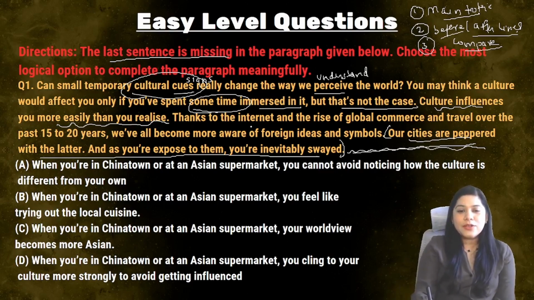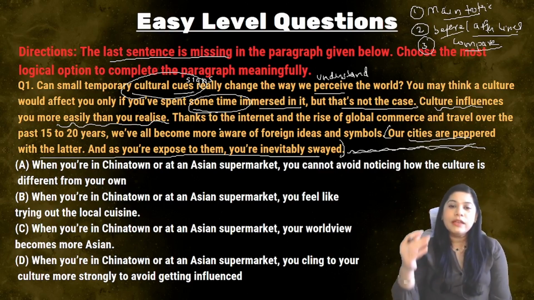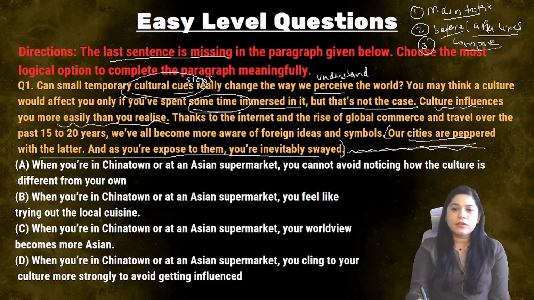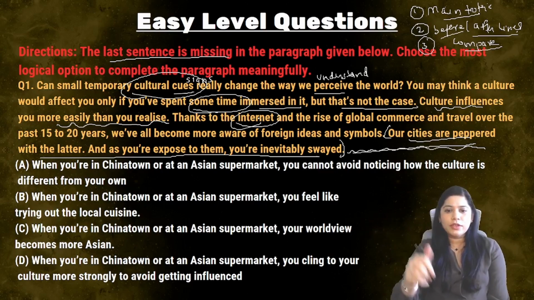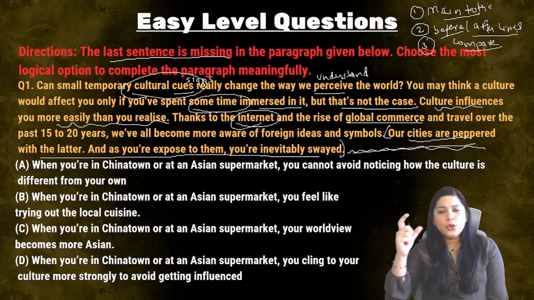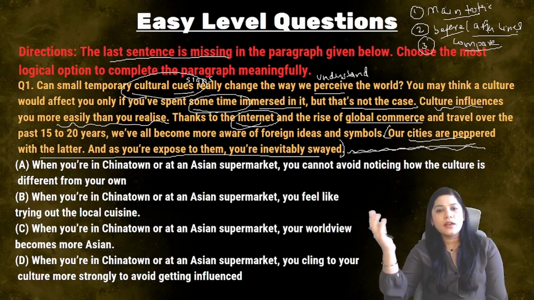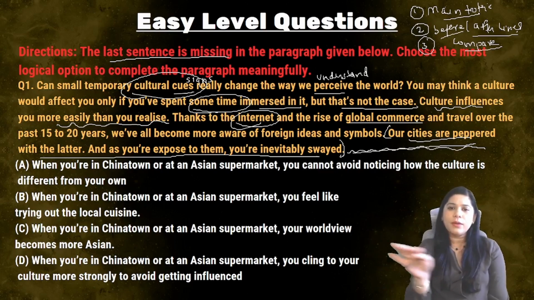Easily, thanks to the internet and the rise of global commerce and travel. Even if we are not traveling, the internet is there, so we know how Americans speak, what their lifestyle is, how people in Australia live, how people in Japan live, for example, right? We know everything because of the internet, because of global commerce, as in India also you get imported things easily in supermarkets. So you know, okay, this is an American product, this is an imported product, this is not an Indian product, or this is an Indian product, for that matter. You know everything about the world.